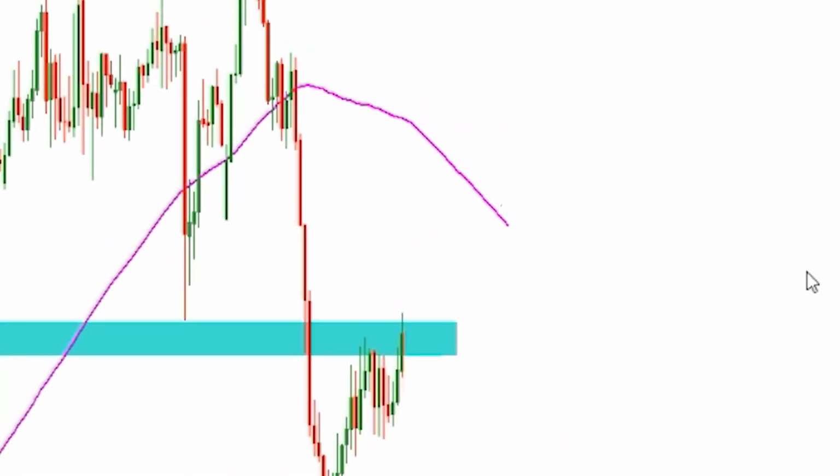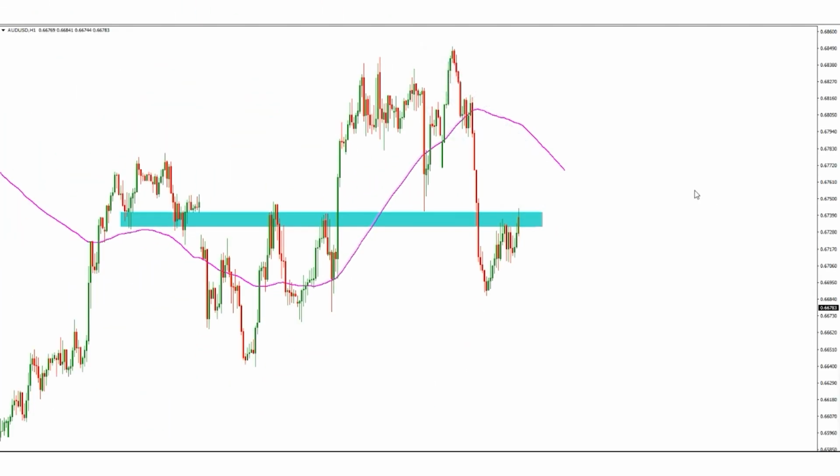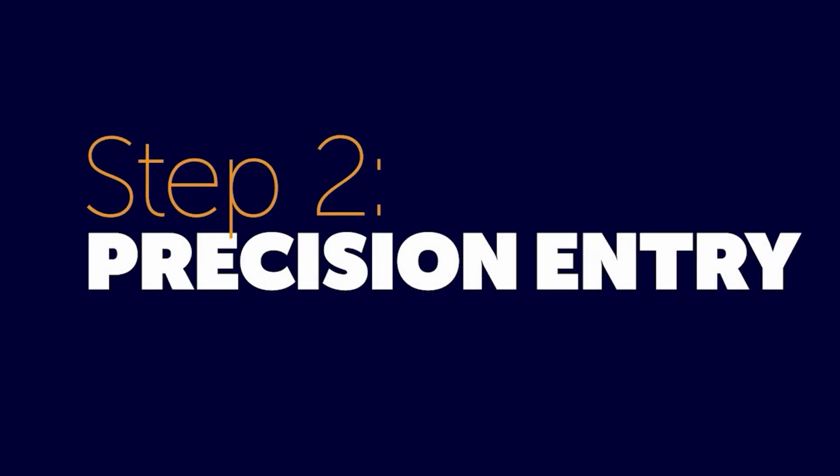We also have our MTFX influence line sloping downwards, giving us further validation the price may indeed fall. So now we have a solid reasoning to support our short bias. Let's look for selling opportunities. So the next step will drill down to a lower time frame and use the MTFX system to accurately time our entry so that price explodes in our favor.